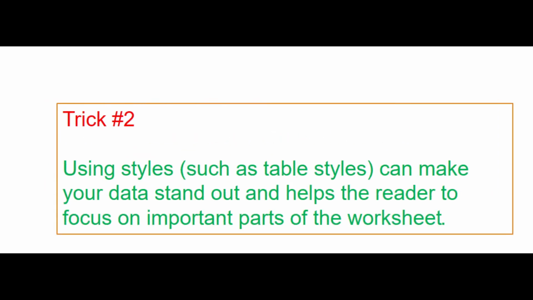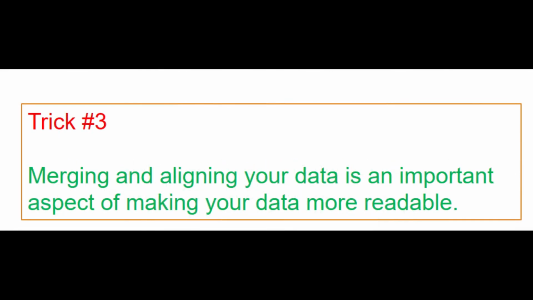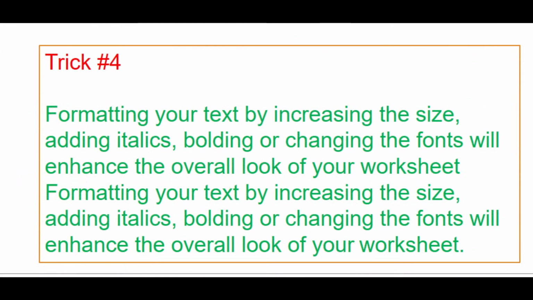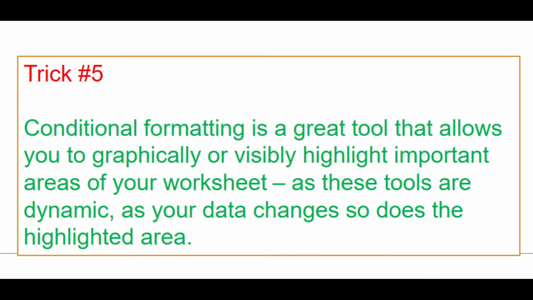Number 2, using the styles which make the data stand out from the other reports. Number 3 will be merging and aligning the data which makes it readable and visible to the user. Number 4 will be formatting the text by increasing or decreasing the size, also using different styles such as italic, bold and so on. Number 5 will be our conditional formatting.